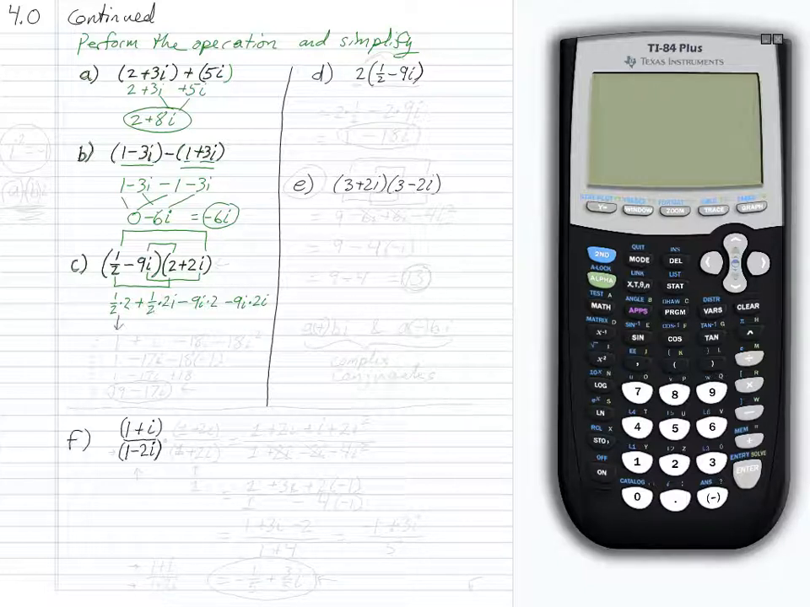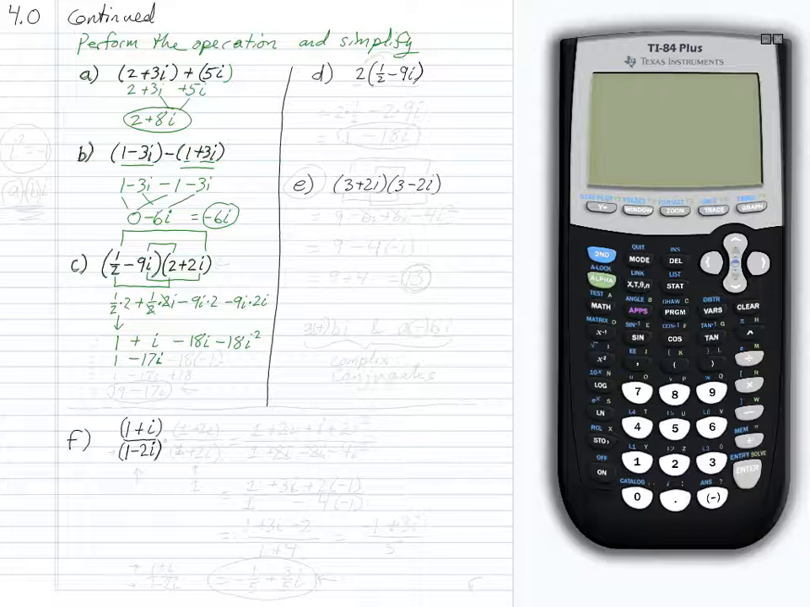So my 1/2 times 2 would just leave us with 1. 1/2 times 2i would leave us with i. Negative 9i times 2 would leave us with negative 18i. And negative 9i times 2i would leave us with negative 18i squared. So we're nearly done. The last thing that I would like to do is simplify this completely, write it in that form a plus bi, so the standard form. So I have 1, my i and negative 18i can combine, leaving us with negative 17i.